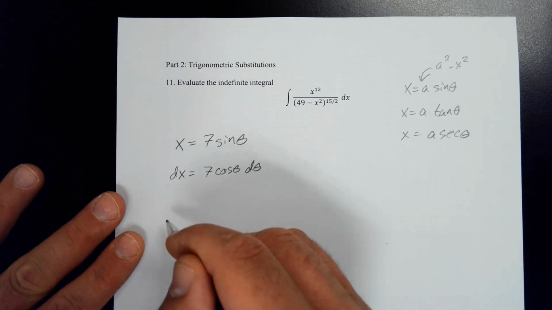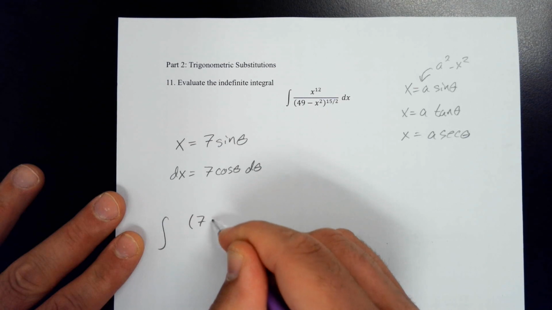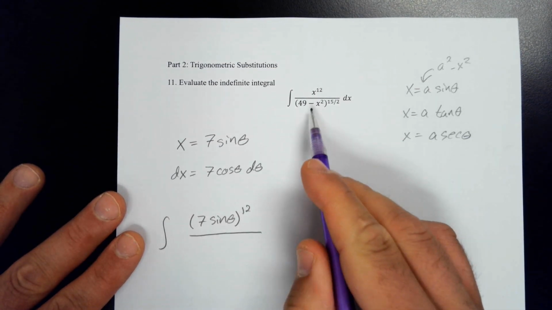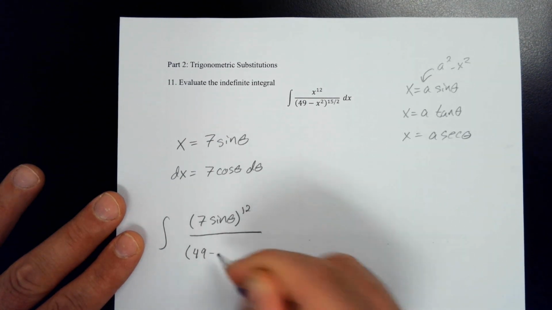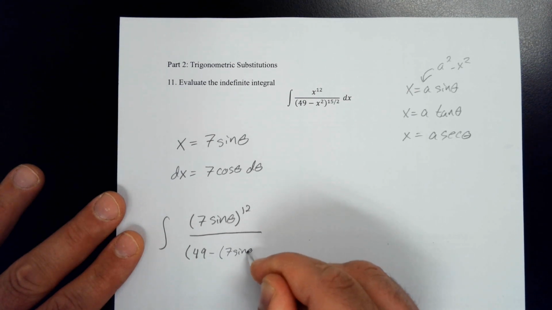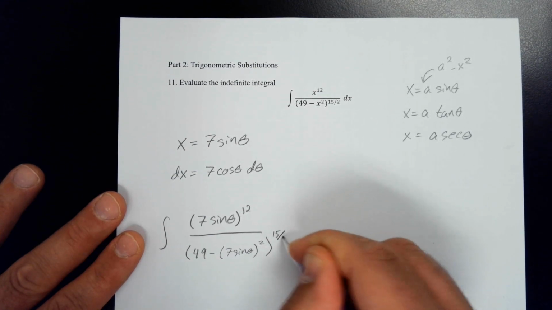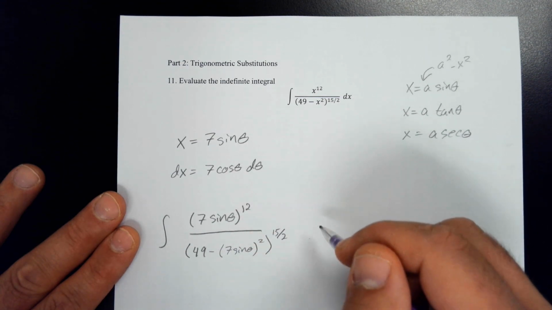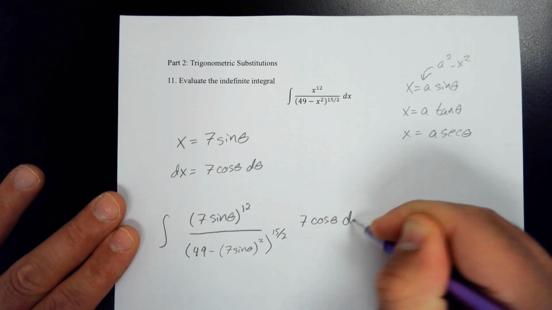So let's see. This would be equal to, instead of x to the 12th, I'm going to have 7 sine theta to the 12th. And instead of 49 minus x squared, I'm going to have 49 minus 7 sine theta squared, and that whole thing is raised to the 15 over 2. And then I also have this dx. I can't forget about this dx. My dx is equal to 7 cosine theta d theta.